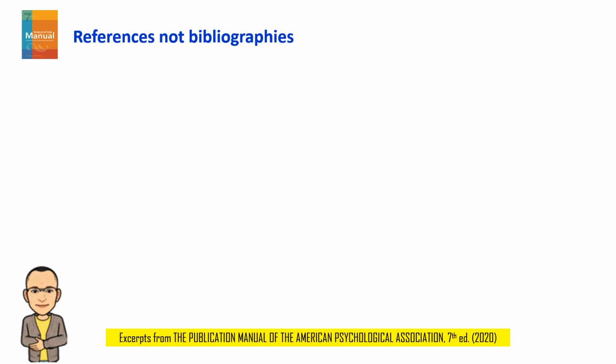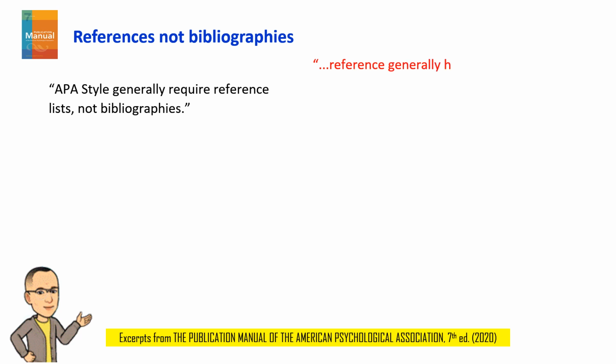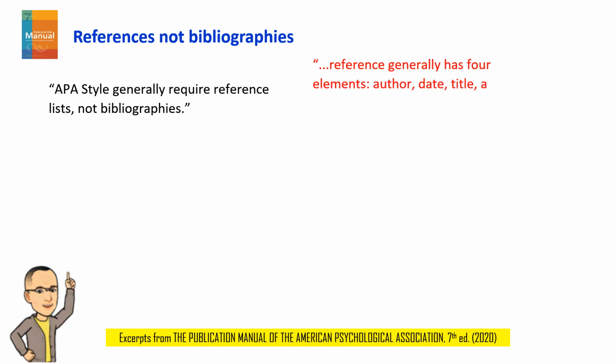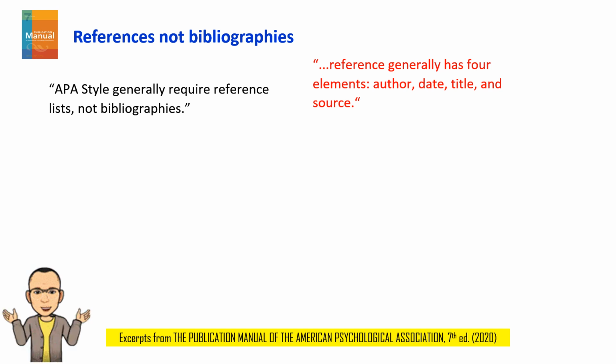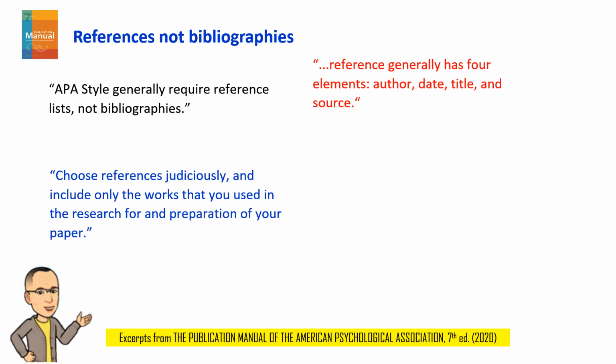References, not bibliographies. APA style generally requires reference lists, not bibliographies, distinguishing between the two formats commonly used in academic writing. When creating references, it's essential to remember that a reference generally has 4 elements: author, date, title, and source, ensuring comprehensive documentation of sources used in the paper. However, it's crucial to choose references judiciously, and include only the works that you used in the research and preparation of your paper, maintaining relevance and credibility in the scholarly discourse.